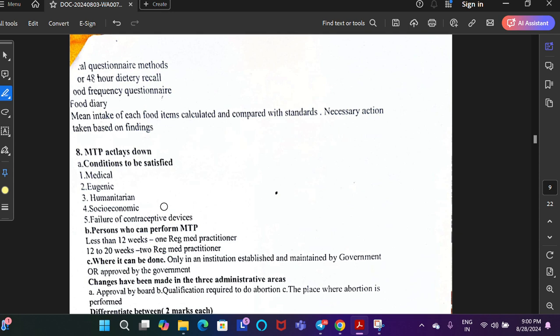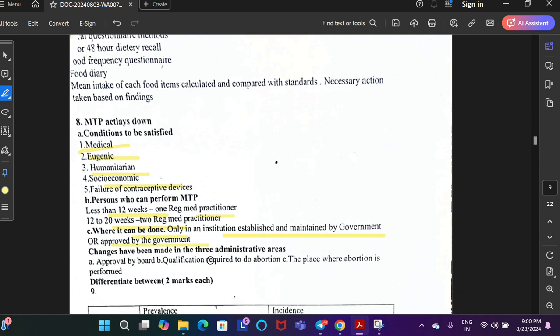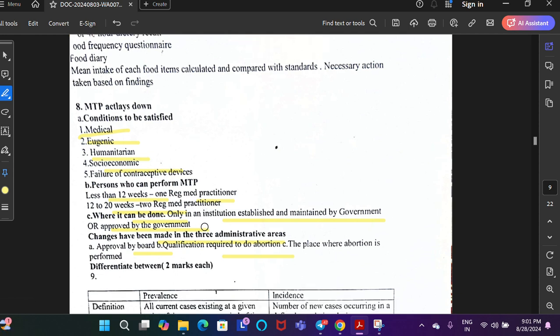What is the Medical Termination of Pregnancy Act 1971? The MTP Act lays down the conditions to be satisfied to do MTPs: medical, eugenic, humanitarian, socio-economic, and failure of contraceptive devices. Persons who can perform MTP: less than 12 weeks, one registered medical practitioner; 12 to 20 weeks, two registered medical practitioners. It can only be done in an institution established and maintained by the government or approved by the government. Changes have been made in the 3 administrative areas approved by the board. Qualification required to do abortion, and the place where abortion is performed.